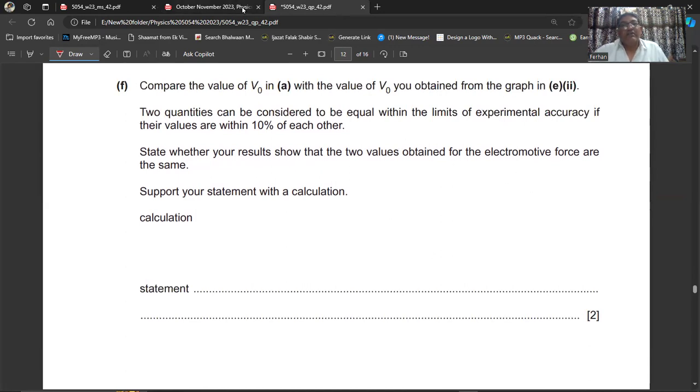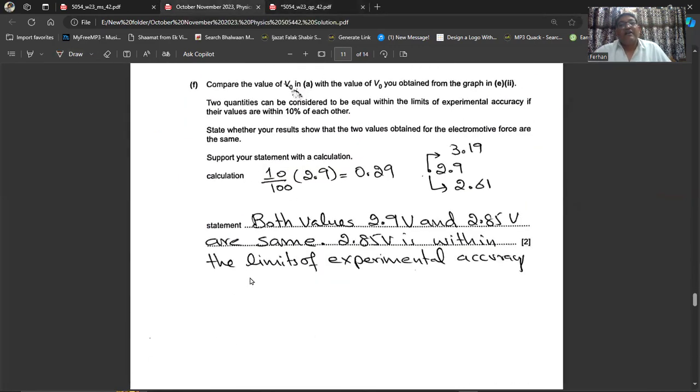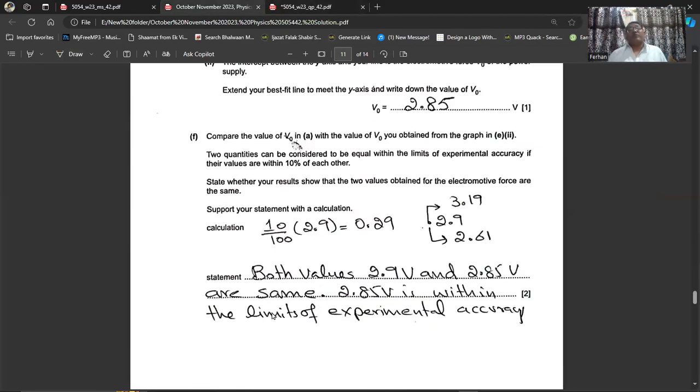So I will show the calculation. In the A part, the V naught value was 2.9. So I will find 10% of 2.9, and that 10 by 100 into 2.9, that is 0.29. So add 0.29 into 2.9, you get 3.19. And from 2.9 subtract 0.29, you get 2.61. So my second value of the V naught, which was in the E second part, that was 2.85. And that 2.85 is within these two limits. So that means both the values agree with each other.